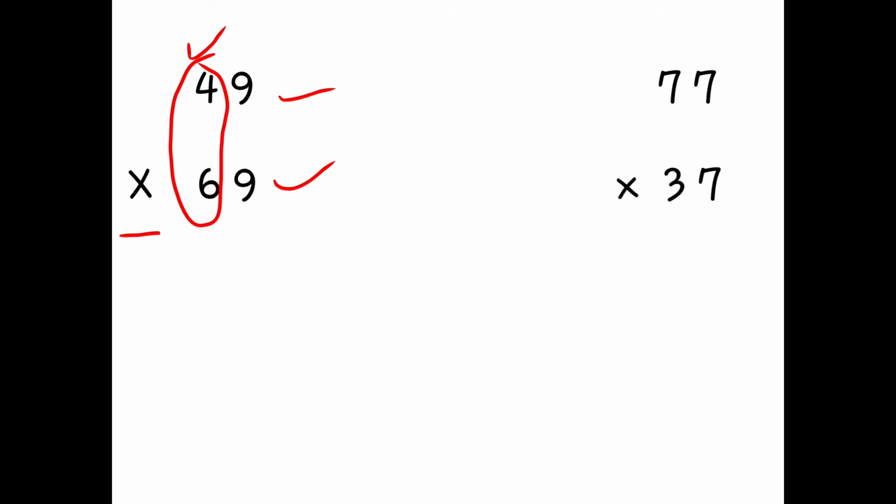The main thing that you have to keep in mind is that the ones place digit is the same and the sum of the tens place digits is 10. So how can you solve this type of sum?